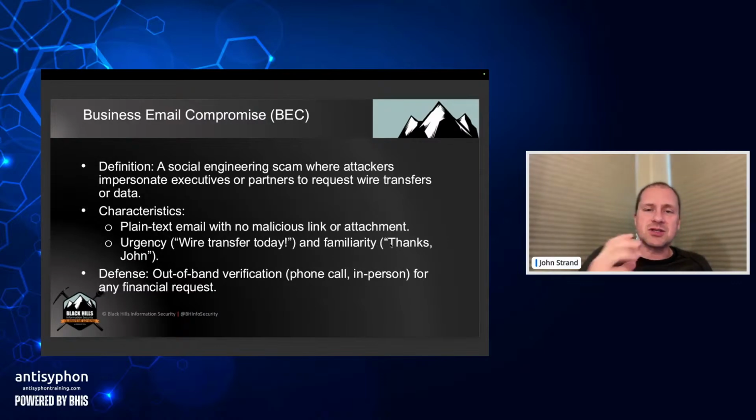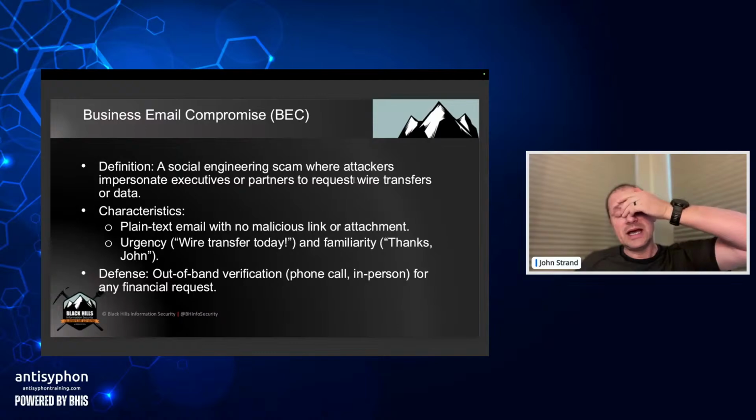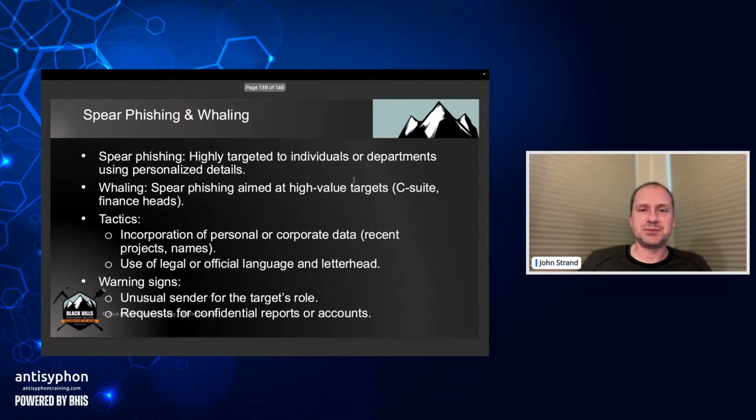Business email compromise, a social engineering scam where attackers impersonate executives or partners to request high dollar wire transfers, right? Plain text email with no malicious link or attachment, high level urgency, and familiarity. Once again, out of band verification. I receive phone calls a lot whenever I make a request, and they're verifying that I'm the one that made the request. And almost any of my emails where I make those requests, I tell people, please do me a favor, call to confirm that this is in fact me.